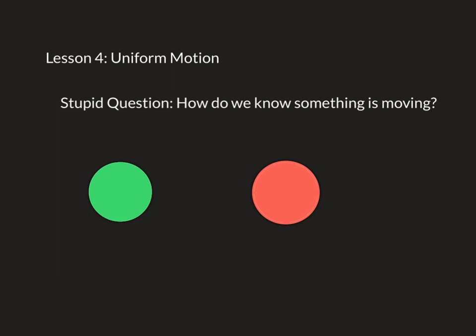But before we start, I want to talk about what it means for something to move, which is a really stupid question, right? How do we know something is moving? Whenever I ask this question in class, students always go, well, because it's moving. And I'm like, yeah, of course, we know when something is moving. But it's actually not that simple.